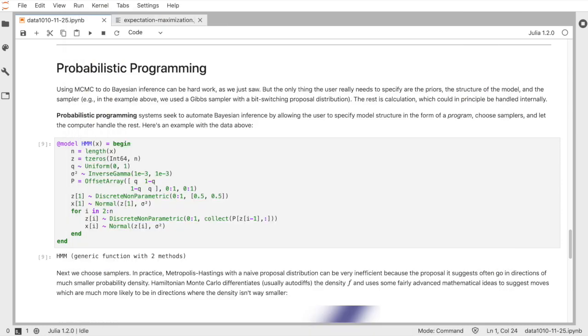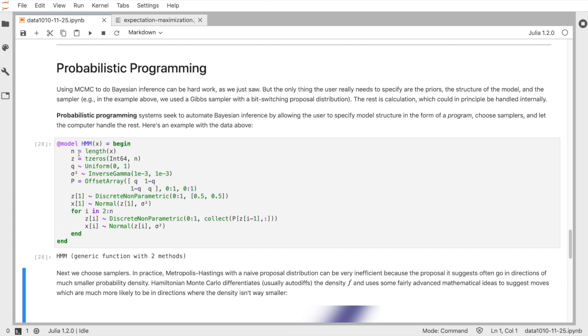There are several popular ones, perhaps the most popular of which is called STAN. It has bindings for R and Python and Julia and other languages, and it's very performant. We're going to use a native Julia probabilistic programming language called Turing. And I don't want to get too far into the details of this, because in practice you'll probably use the probabilistic programming system that best integrates with your other tools. But I do want to show the simplicity of these systems and what's possible to do with them.